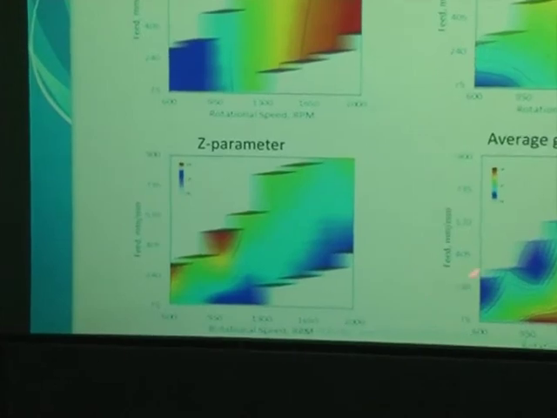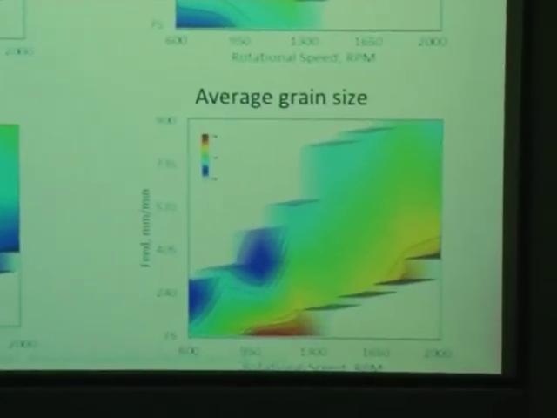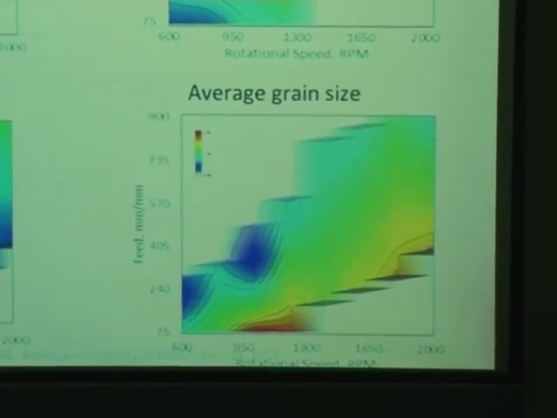Now we have a map that actually tells us how the grain size varies versus feed and speed. Again, for an engineer who does not know science or does not know the Z parameter, this is very, very important.